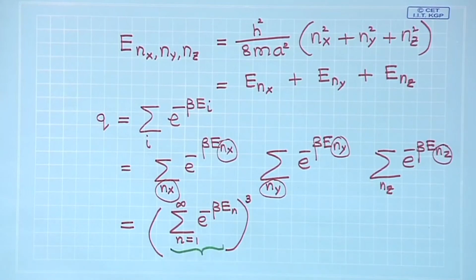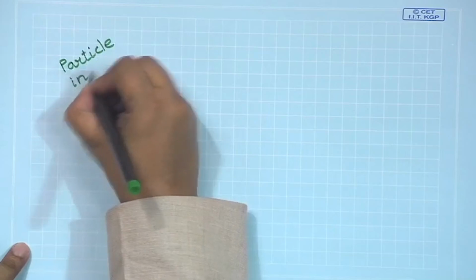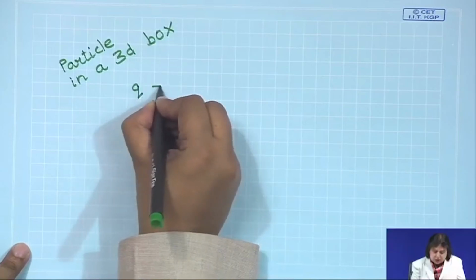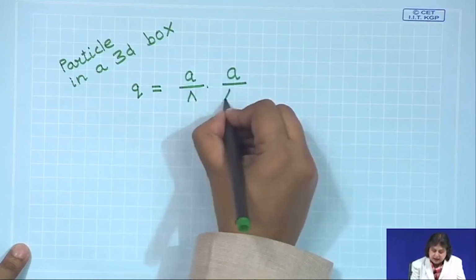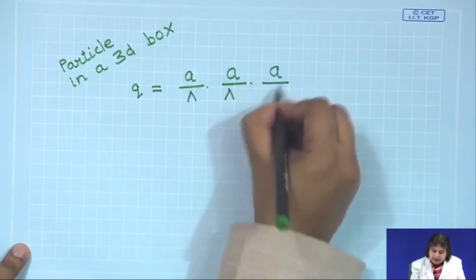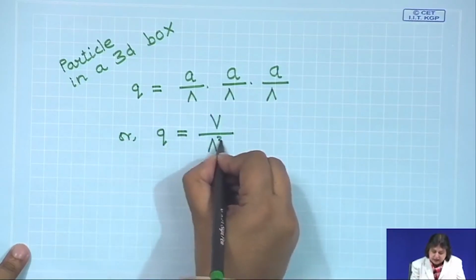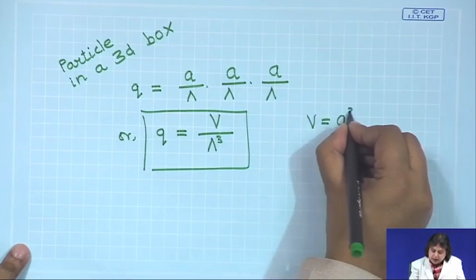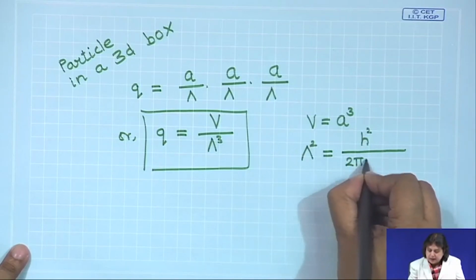Yes, we did that for a one dimensional box right now, and therefore, what I will have for a particle in a 3 dimensional box is this, that small q is going to be equal to a by lambda for the x direction, a by lambda for the y direction, and a by lambda for the z direction, or in other words, I can write it as V by lambda cubed, where I have assumed that I have a cubic box such that V is equal to a cube, and by definition lambda square is equal to h square divided by 2 pi m kT.